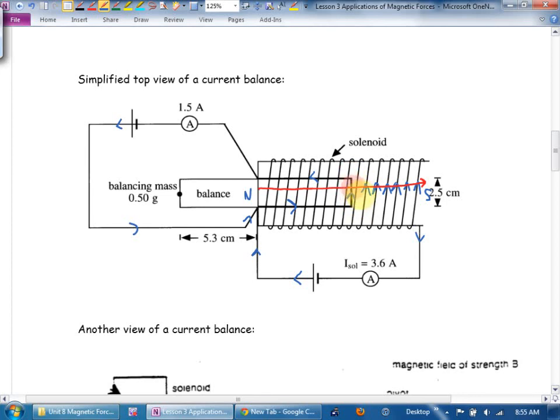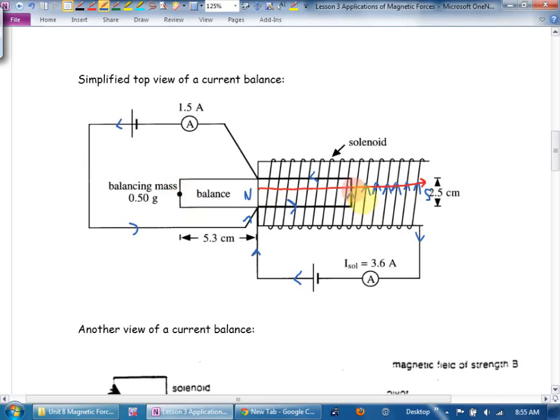Which way will this little stretch of wire feel a force? Point your thumbs up. Which way is the magnetic field inside the solenoid? Pointing to the... So, extend your fingers to the right. Which way is your palm pointing? Into the page. Here there is a mass that's pulling this end down. Here there is a force pushing this end into the page.